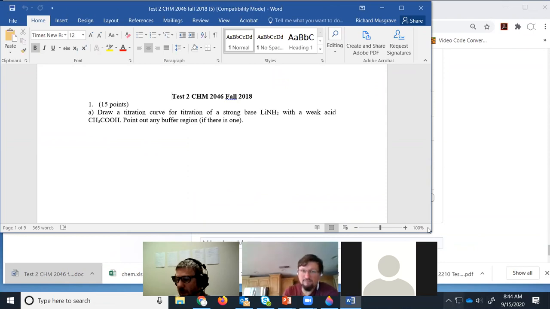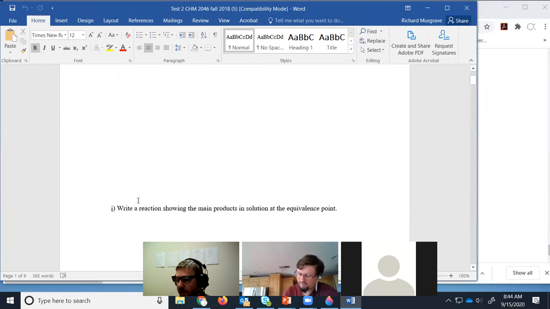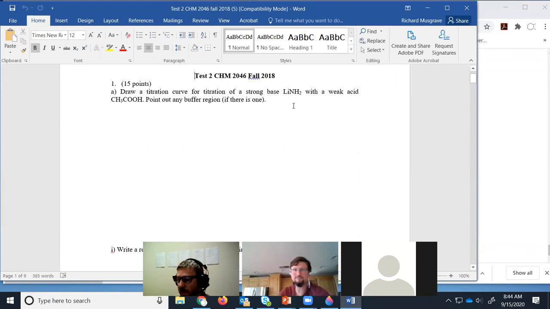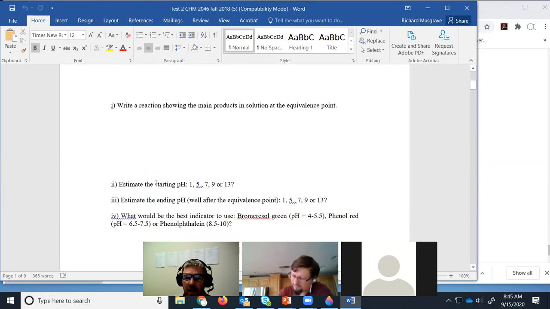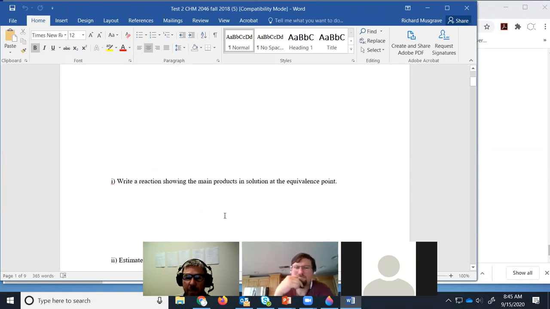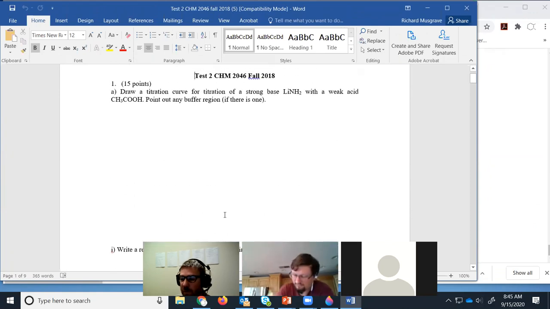Let's look at the other things we need to do here as well. We need to write a reaction showing the main products in solution at the equivalence point. That's what I'm talking about. What happens when you add the LiNH2 to the CH3COOH? What kind of products are you getting? How do we determine what those products are? And then we can talk about the starting pH, the ending pH, and what indicator you'd use. Okay, let's look at the titration curve first.